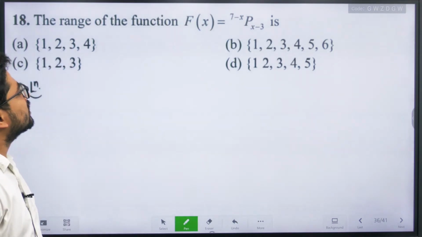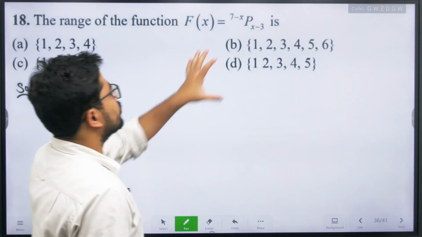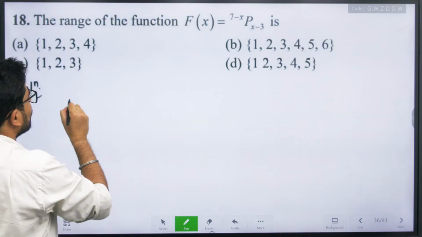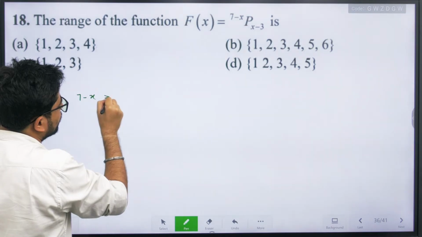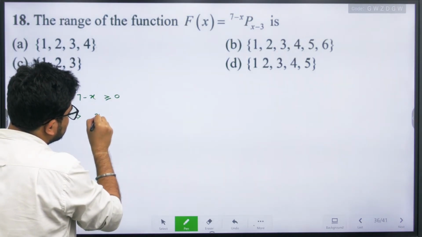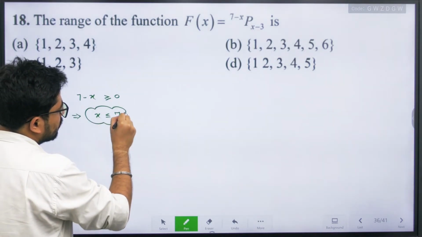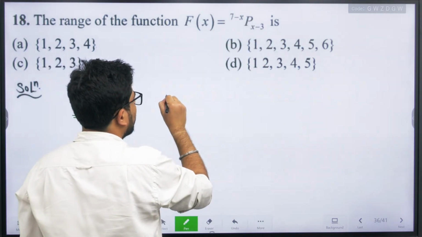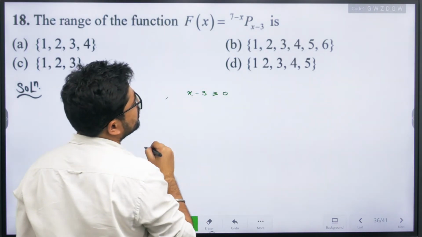Next is here, the range of the function f(x) is what? You have to find the range. So first of all, you have some conditions here. First is 7 minus x. Okay, 7 minus x must be greater than or equal to 0. So from here you can say x is less than or equal to 7. Okay, first condition. Next one is what? Next one is x minus 3. That must be greater than or equal to 0.